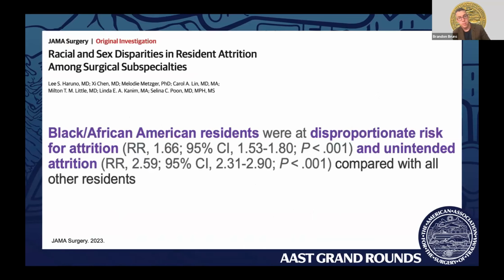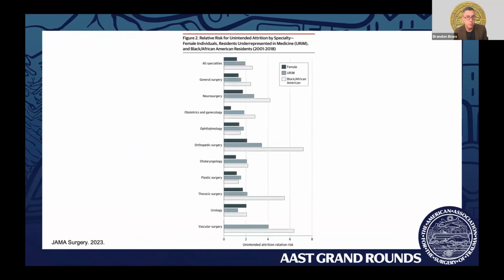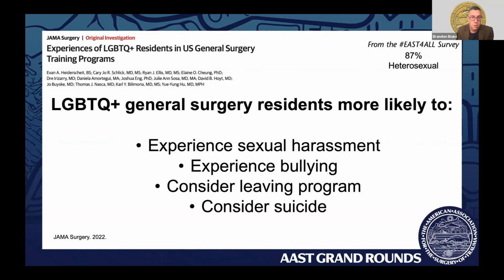And unfortunately, Black African American residents were at the highest disproportionate risk. Here, we break it down by surgical subspecialty, and you can see that orthopedic surgery had the highest attrition and unintended attrition for Black and African American residents.